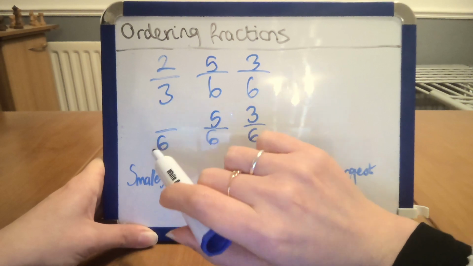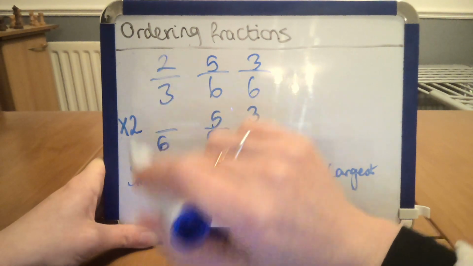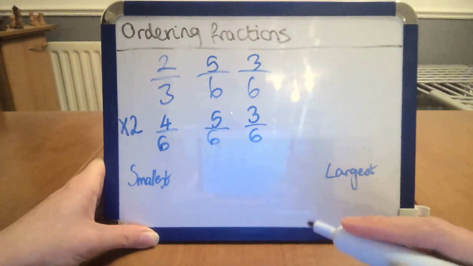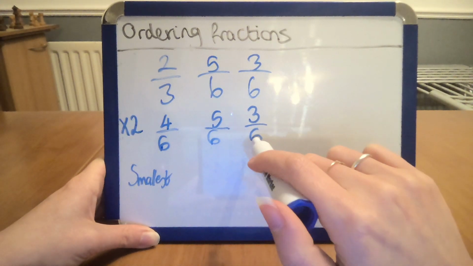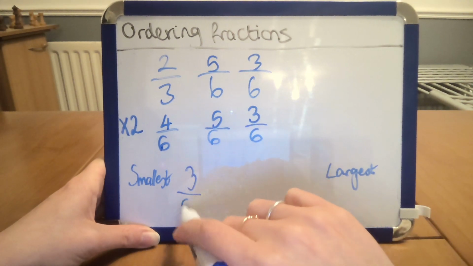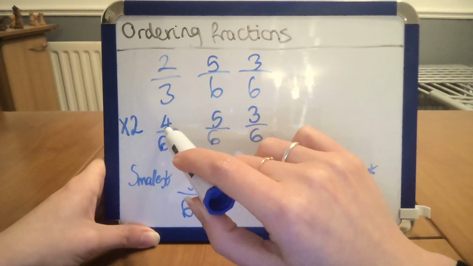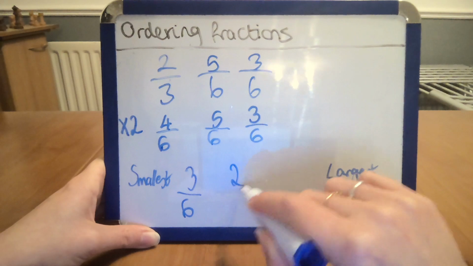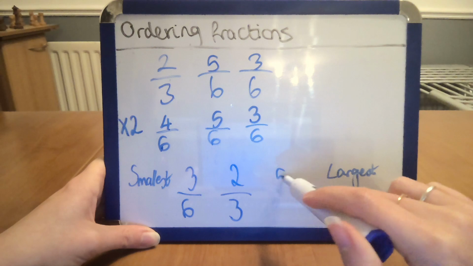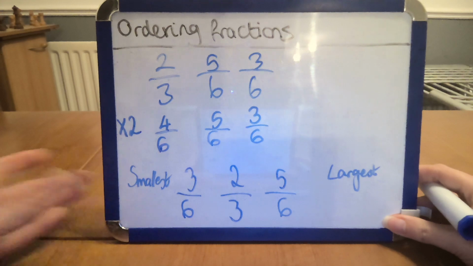So what have we done to the 3 to get to 6? We have multiplied it by 2. Whatever we do to the bottom, we have to do to the top. So 2 times 2 is 4. And now all of our fractions have the same denominator, same bottom number, so they can be put in order. So the smallest is going to be 3/6, and then instead of putting 4/6, we need to put 2/3 because we have to go with the original fraction that we were given. And the last one is 5/6. So that's our order of fractions and our answer.